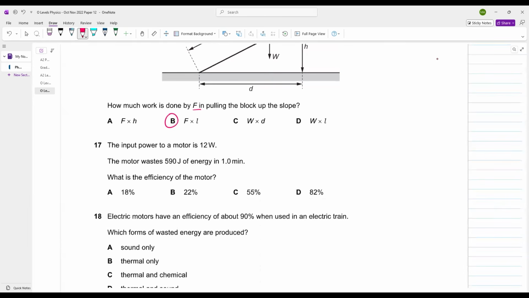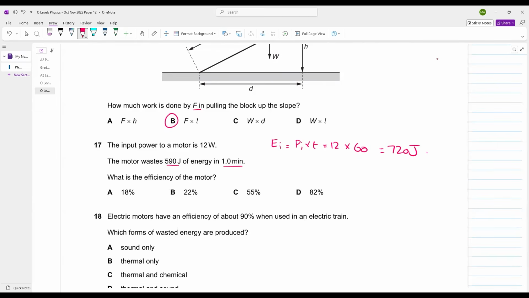The input power to a motor is 12. The motor wastes 590 joules of energy in 1 minute. What is the efficiency? How will you find efficiency? First of all, calculate the input energy. How will the input energy come? Power input multiplied by time. What is the power? 12. What is the time? 1 minute. That will get converted into 60 seconds. The input energy is 720 joules.